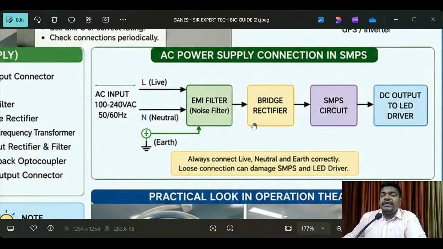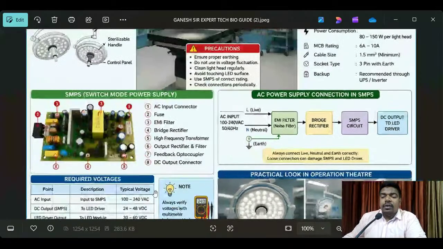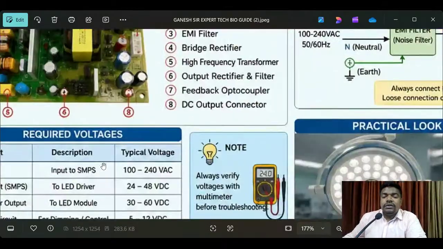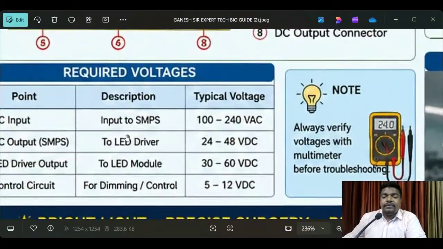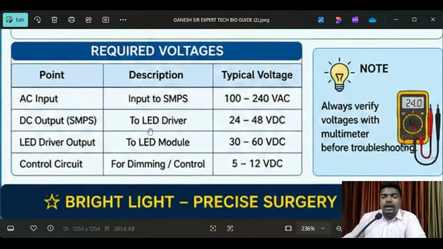So I hope you got it very clear right now. Let me bring it for you: regular voltages for OT light. See, it is visible right now, my dear engineers. Whoever is engaged, listen carefully to what I'm saying here. See, required voltages, I bring it for you.